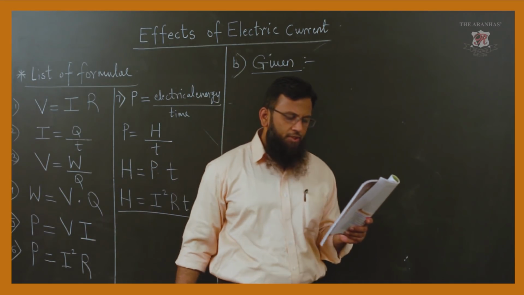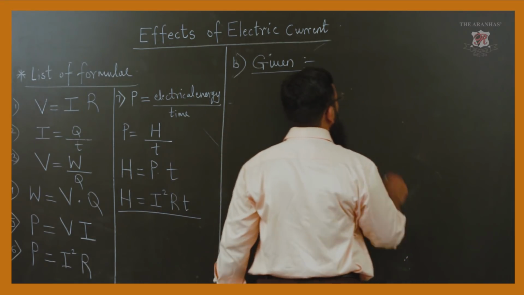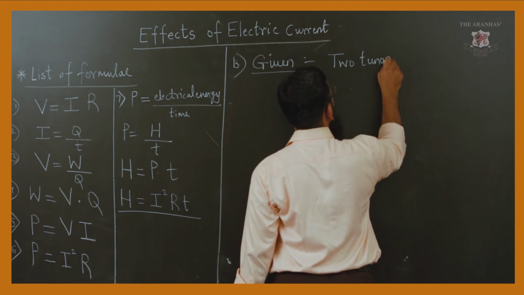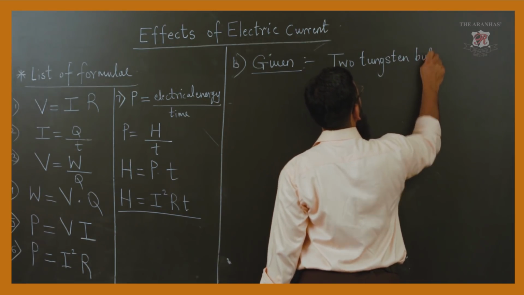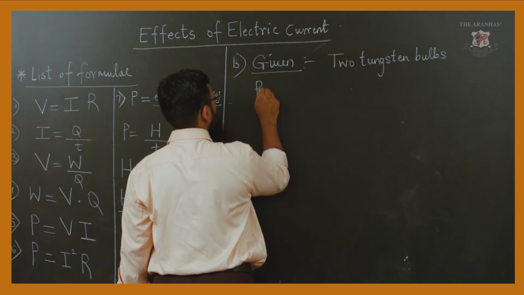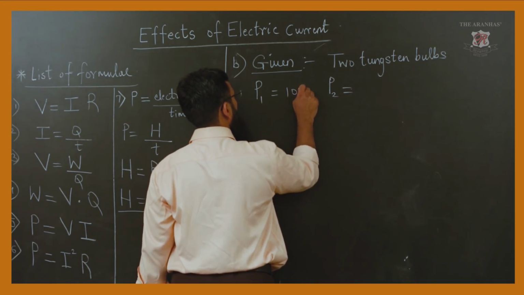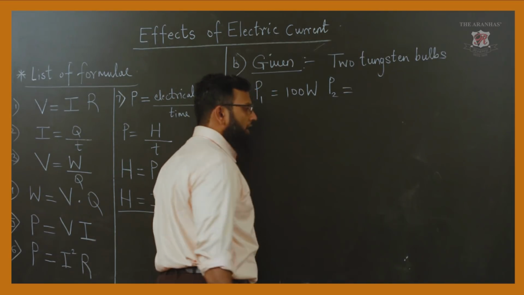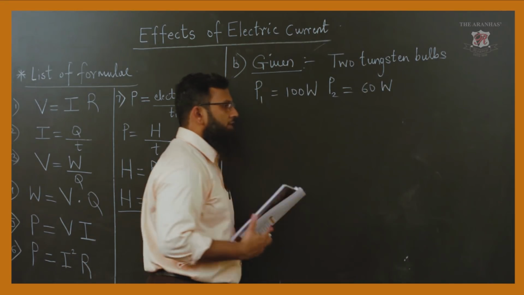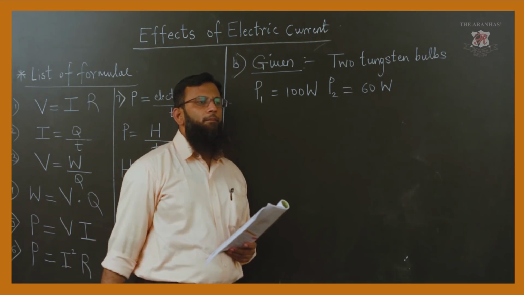There are two tungsten bulbs of wattage 100 watt and 60 watt. So, there are two tungsten bulbs. Let us write them as P1 and P2, 100 watt and 60 watt. So, this much will be the power dissipated.